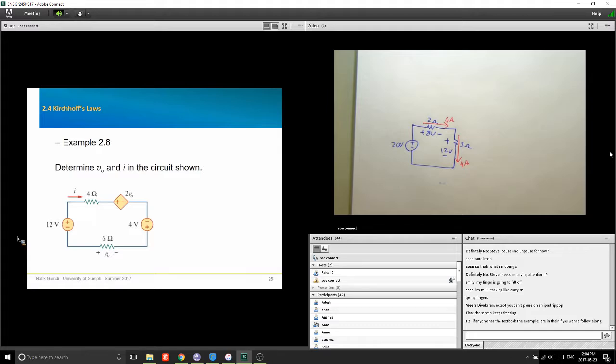Example 2.6. Now this is again another problem with KVL, KCL, and Ohm's law.